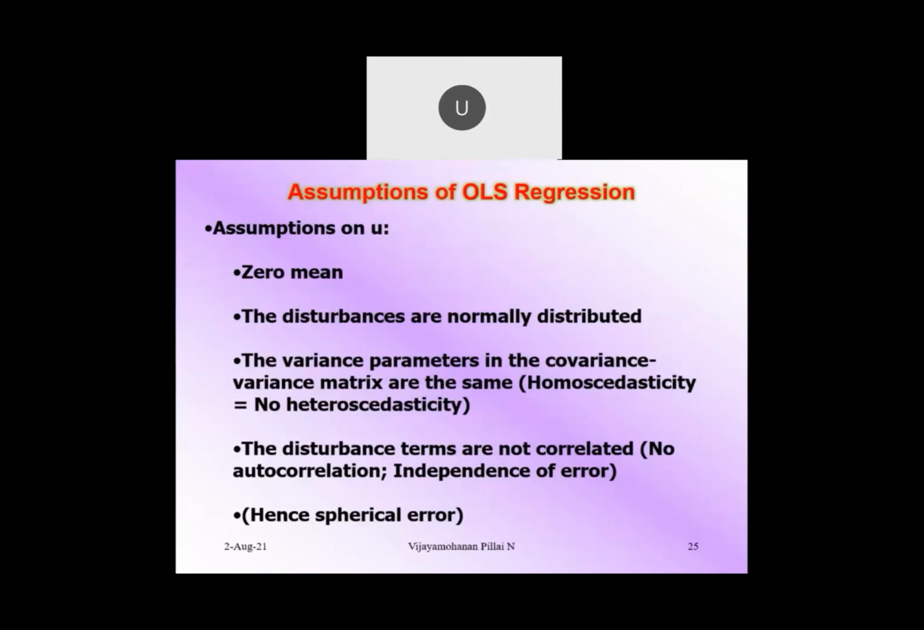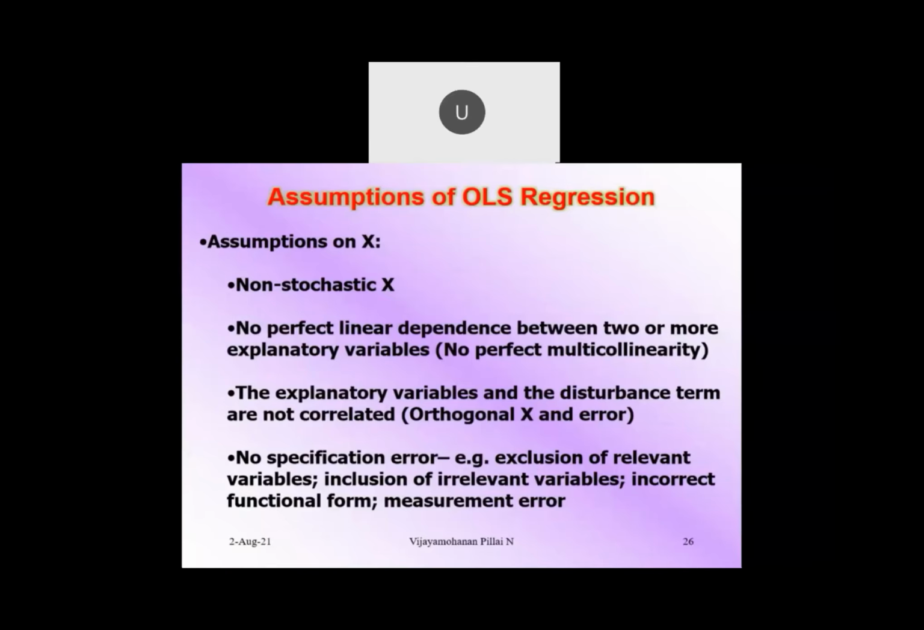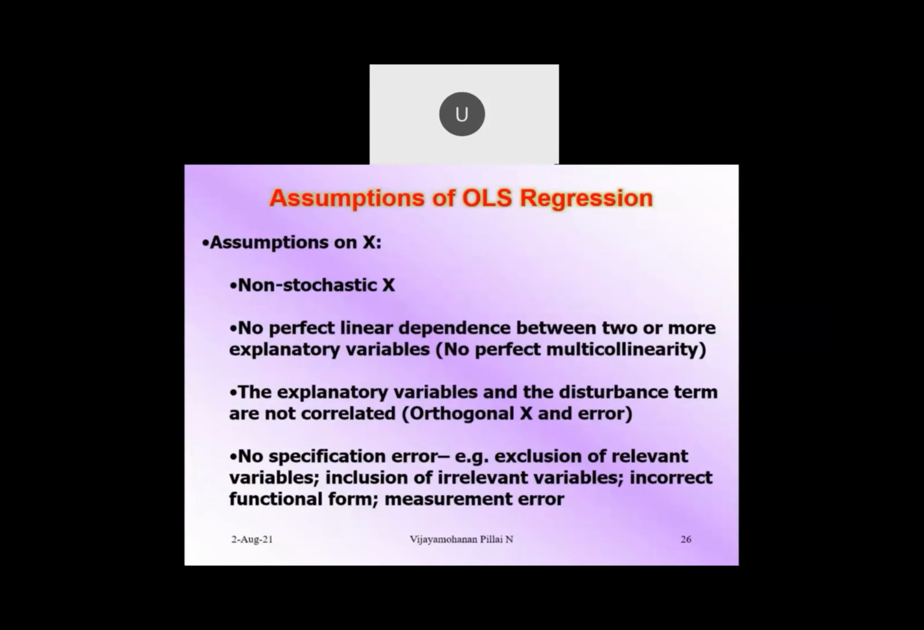Now, we have a very important assumption in the framework of multiple regression, that there is no perfect multicollinearity. That is, there is no perfect linear dependence between two or more explanatory variables. This is very important because if there is any perfect multicollinearity, then we will not be able to estimate that particular equation. So that is the case of no perfect multicollinearity. Remember, all these assumptions we will consider again when we come to the model adequacy.